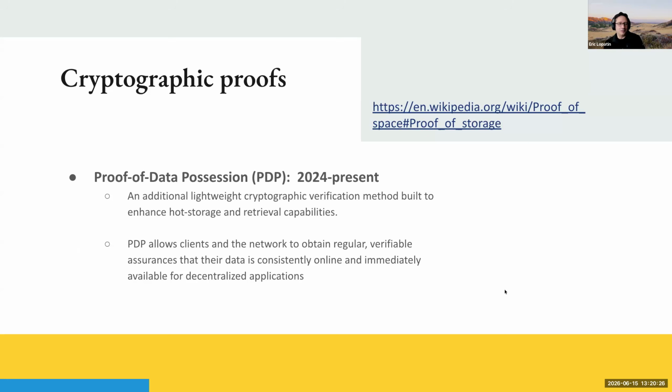Then in 2024, from what I understand, this is the new cryptographic proof that's actually enabled what we call warm storage or hot storage to happen in Filecoin. And this is another check that's looking to obtain regular verifiable assurances that the data is consistently online and immediately available for applications or, in our case, say a digital preservation repository. So this is key, obviously, making sure that the data is available. It's not just sitting somewhere in cold storage, which we're used to, say, on a tape or something like that, where it takes a significant amount of time to bring back.